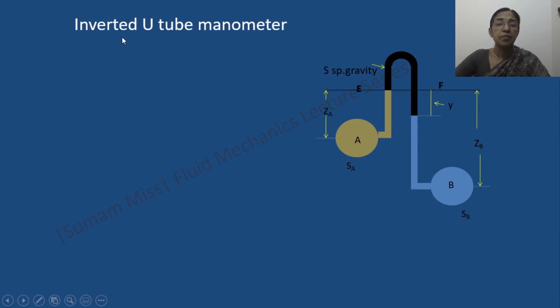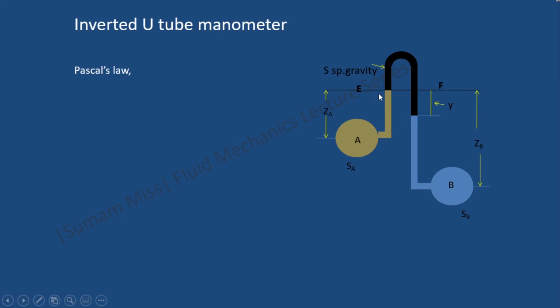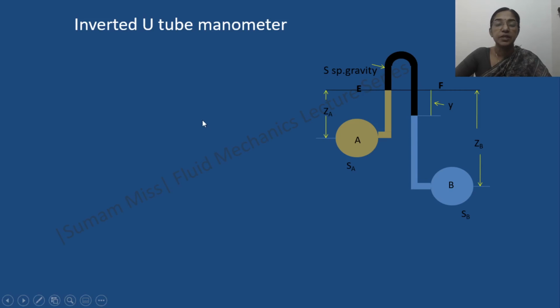Now let us discuss about the inverted U-tube manometers. In inverted U-tube manometer, as shown in this figure, the manometric liquid is lighter than the liquid whose pressure difference is to be measured. The same principle is used in analyzing inverted U-tube manometer. 2 points in the same elevation in a continuous fluid at rest are at the same pressure. So this is a result of Pascal's law. In order to find out the pressure difference between these 2 points, we can use Pascal's law, which states that the pressure at these 2 points are equal.